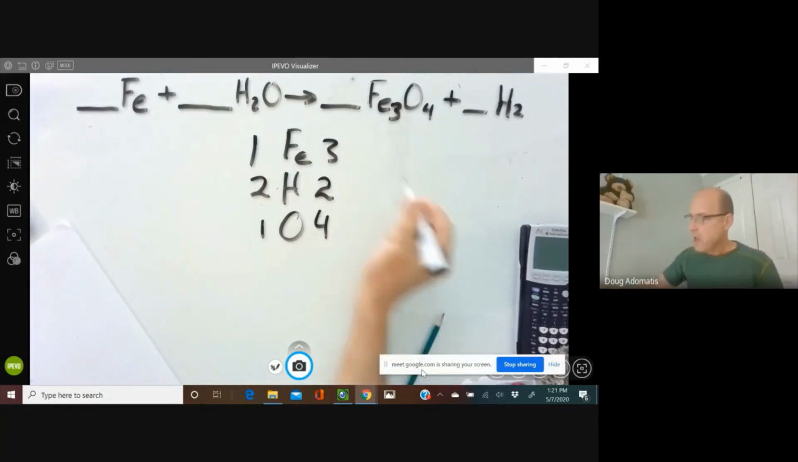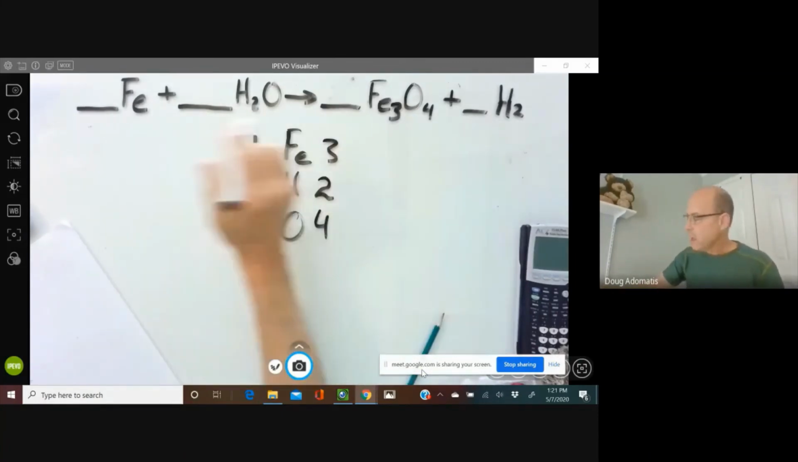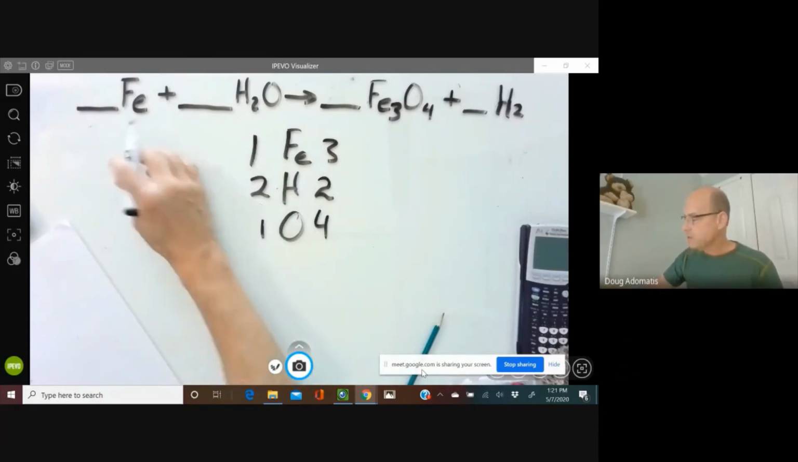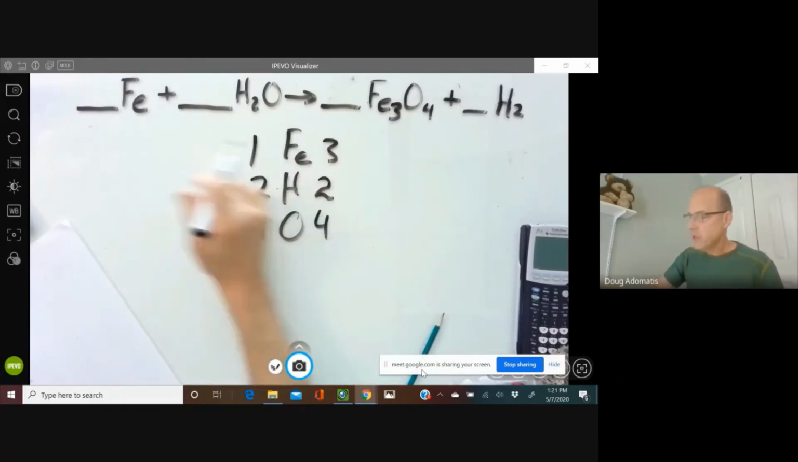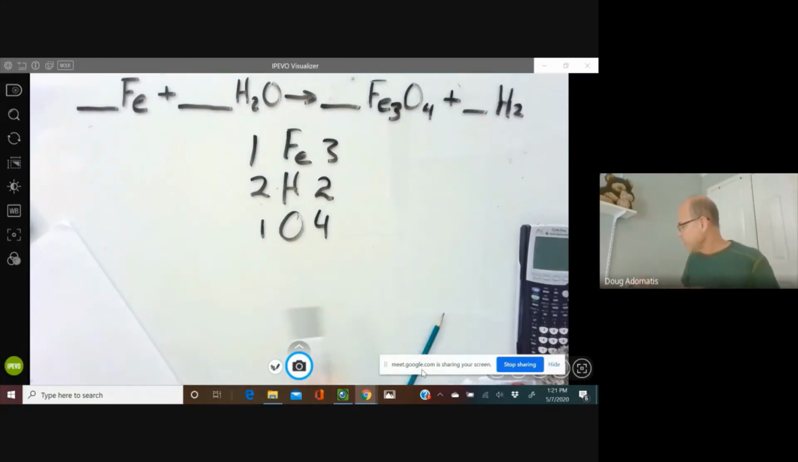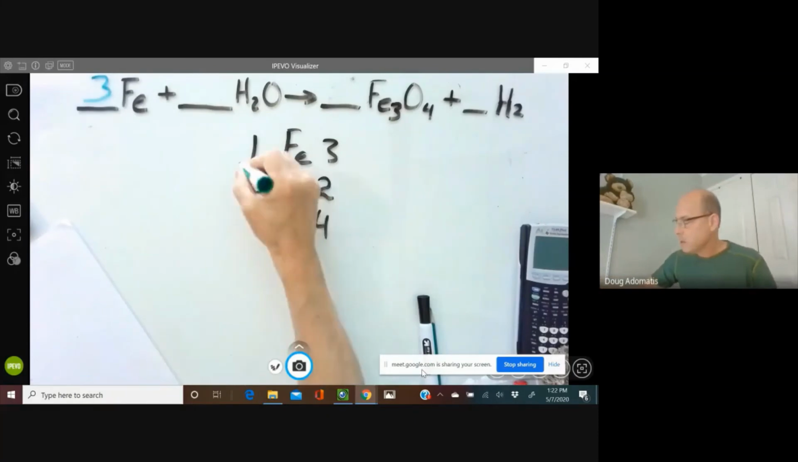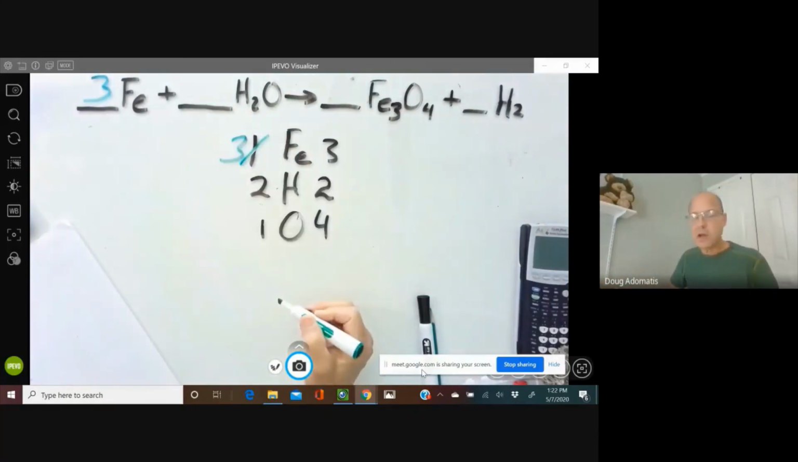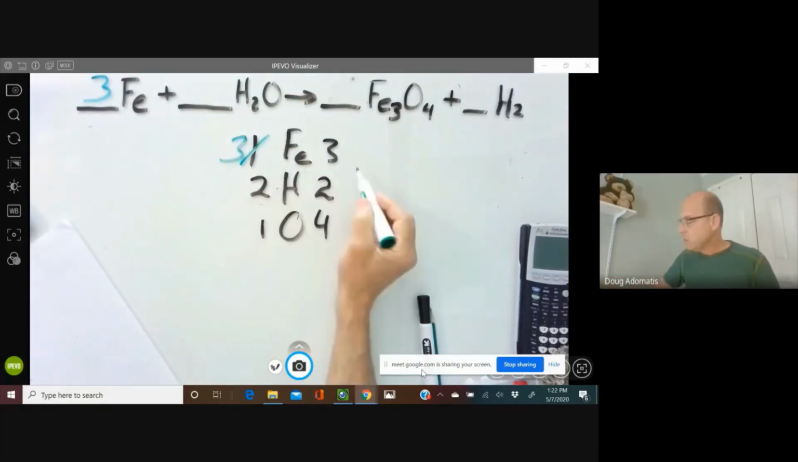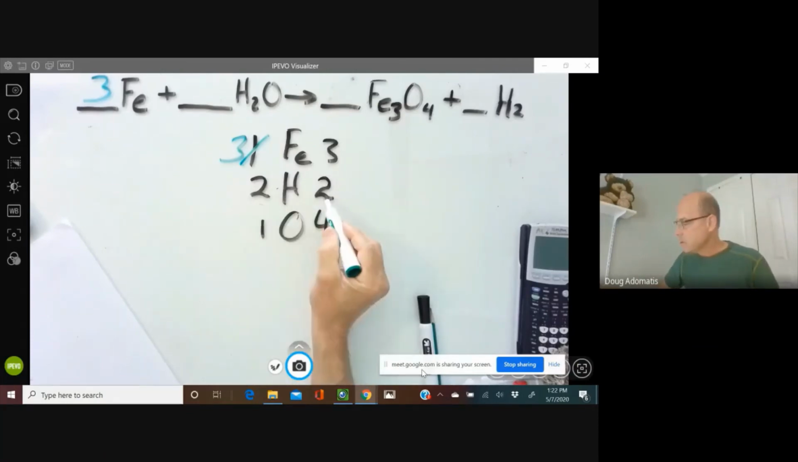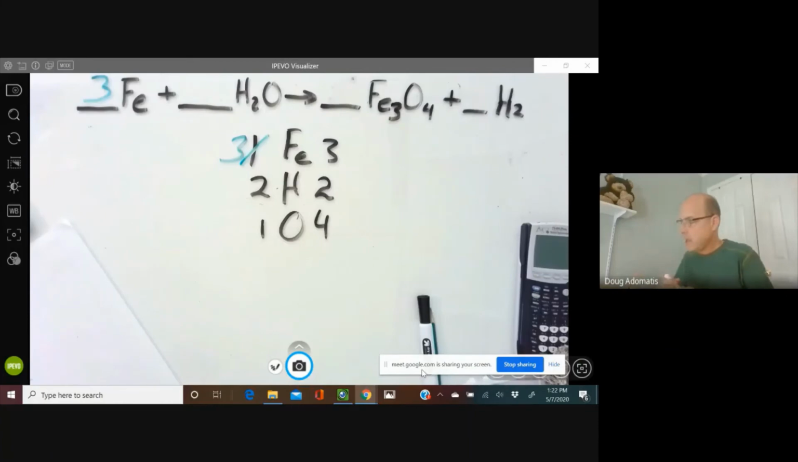All right, quickly now, I'm just going to work left to right. I'm going to try to balance out these irons. There's only 1 over here, but there's 3. But look, that iron is all by itself, so I can just put a 3 here and change only that. So now my irons are in balance. The irons are in balance, the hydrogens are in balance, but my oxygens are not. I need 4 oxygens on this side, so why don't I just put a coefficient of 4 in that term?